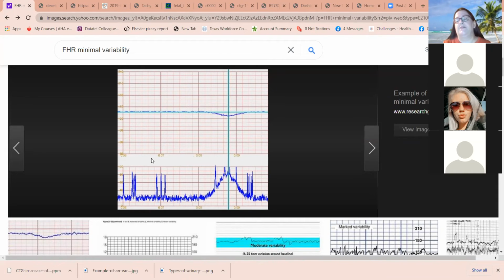What category is this strip? Okay, this is a category 2 strip because the variability is minimal, maybe even absent. If this were a late decel, I would consider calling this a category 3 strip because the variability is almost just not there. And this is not a very good quality image. So looking at the strip, you might be able to see better, but this is a category 2 strip.